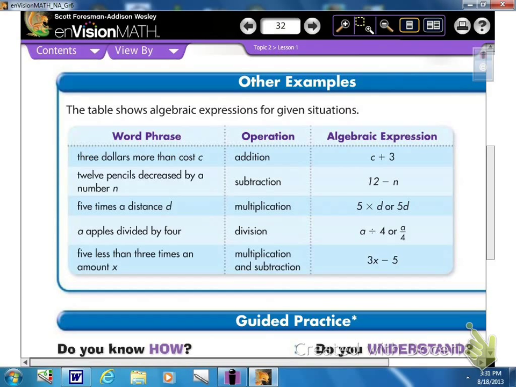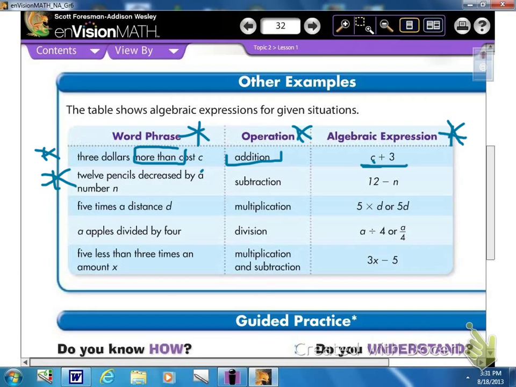Look at the other examples on page 32. This gives you a word phrase and helps you choose which operation you're going to write when you write the algebraic expression. So the first one, $3 more than cost C. Well, more than, here's your clue that it's going to be addition. More than means add. Now we had cost C first, and then we're going to add 3 more dollars, which is why it's C plus 3.